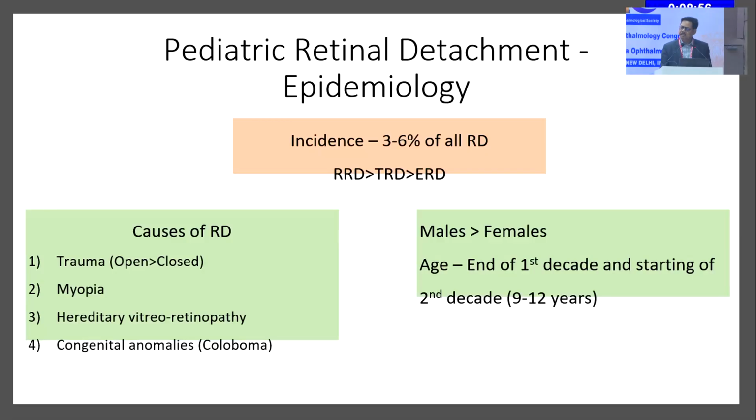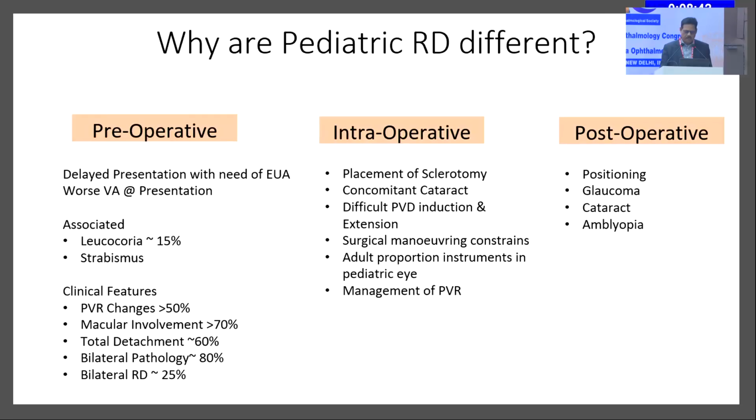Basically, pediatric retinal detachments occur in the pediatric age group, as per WHO definition, which is less than 14 years, although normally it happens at 9 to 12 years. Now, why are pediatric retinal detachments different? It is different because of the presentation.